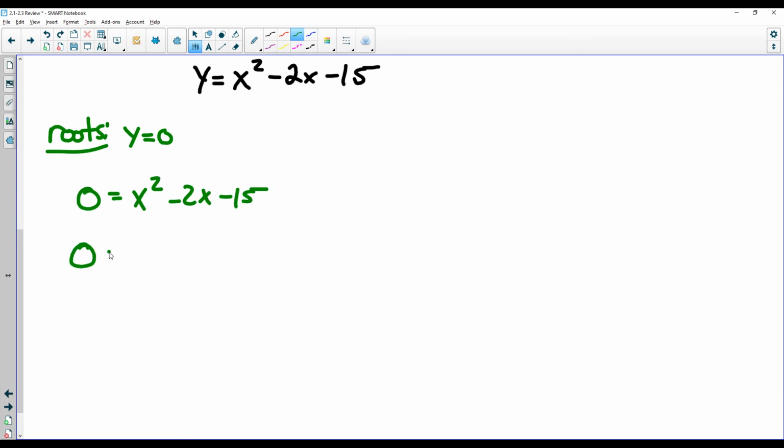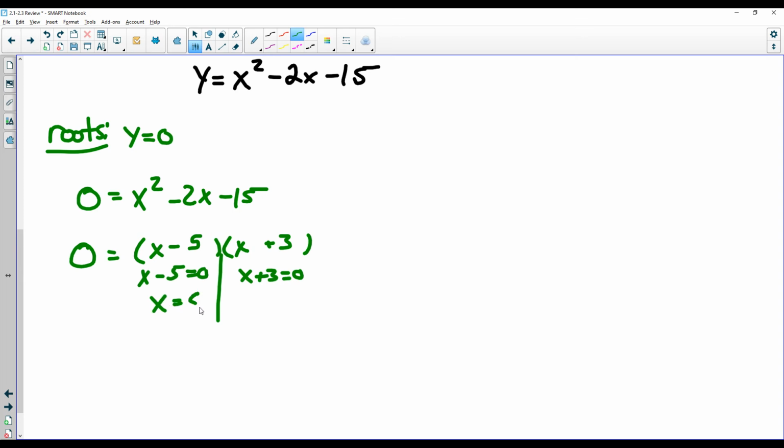Now we're going to use our zero product property. This is why it all ties together. And to do that, we want to factor two things that multiply to negative 15 and add to negative 2, which is going to be negative 5 and positive 3. And then once I split this up, I'm going to get x equals, I'm going to add that 5 over, and then here I'm going to subtract that 3 over.